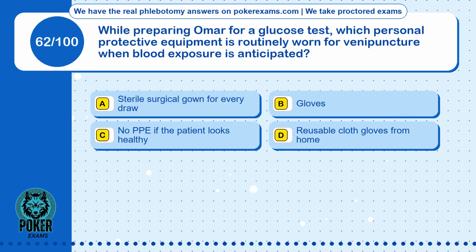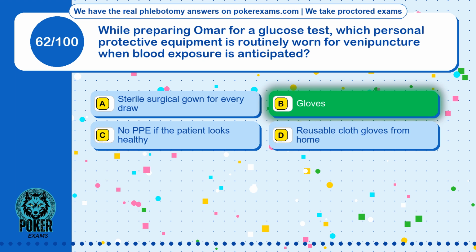Question 62. While preparing Omar for a glucose test, which personal protective equipment is routinely worn for venipuncture when blood exposure is anticipated? Option A, sterile surgical gown for every draw. Option B, gloves. Option C, no PPE if the patient looks healthy. Option D, reusable cloth gloves from home.